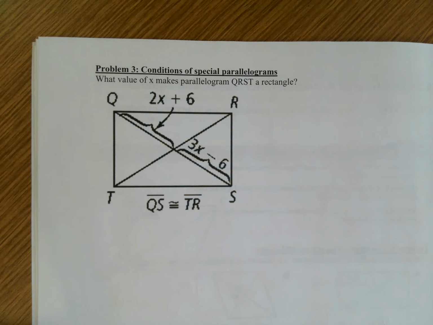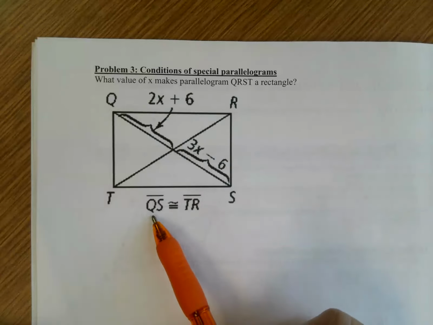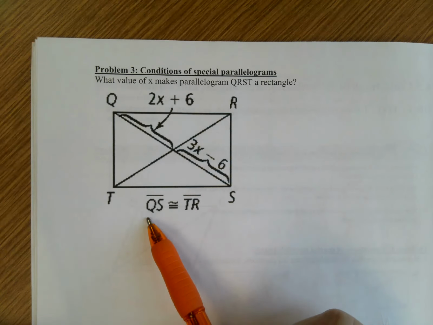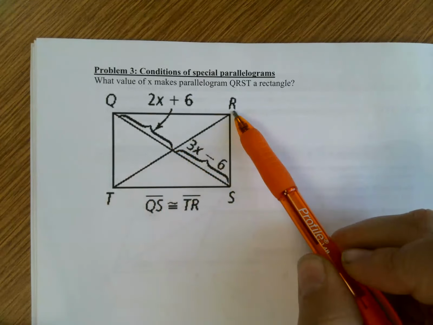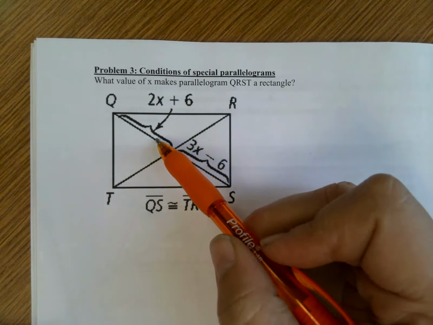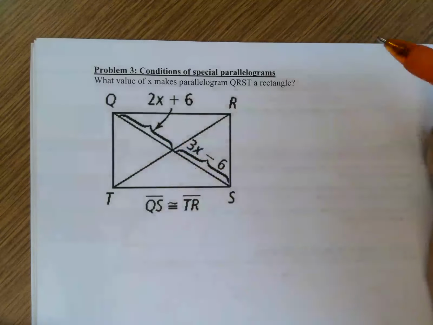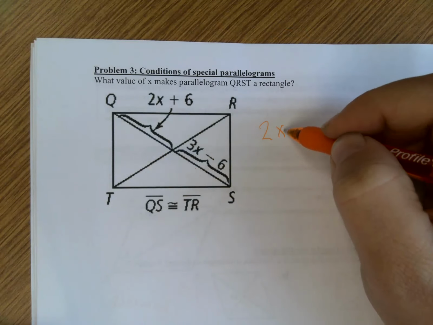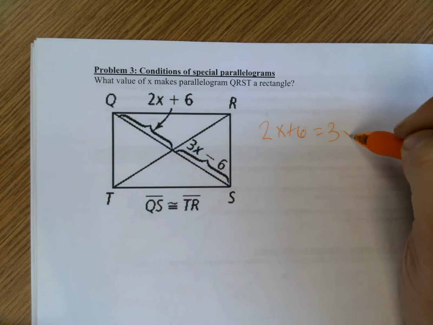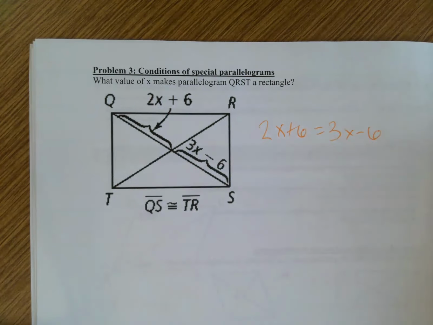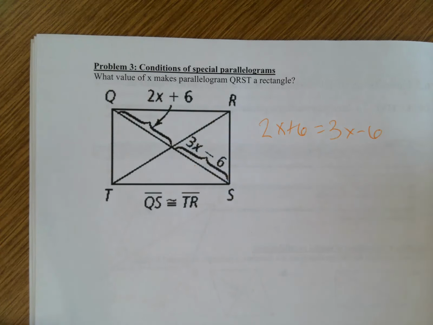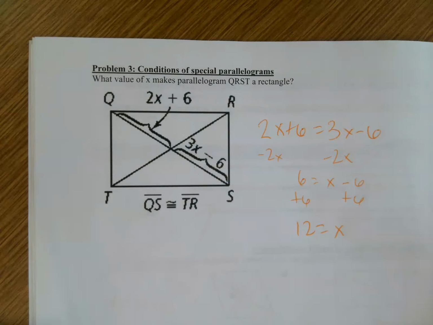So look in here. In order to make this a rectangle, we already actually have enough information here saying that QS is equal to TR. But we also have to say that these two bisect each other. So these two need to be equal to each other. So in order to make this a rectangle, we have 2x plus 6 is equal to 3x minus 6. Pause the video and solve that. And you should get that x is equal to 12.